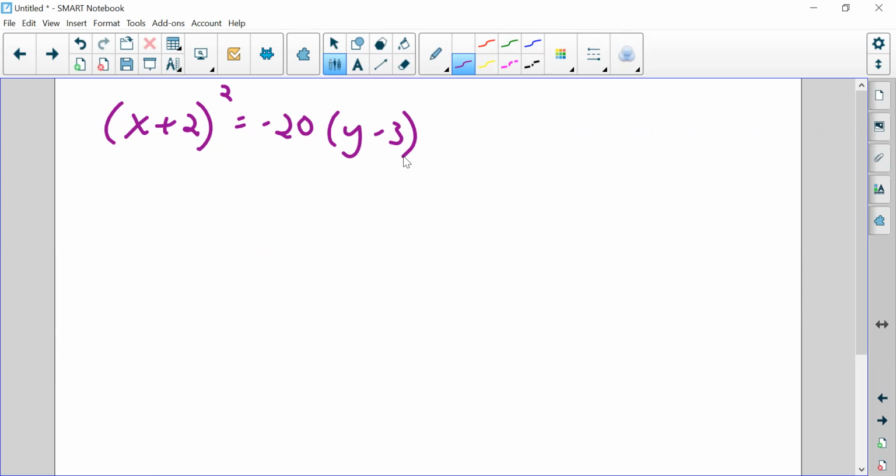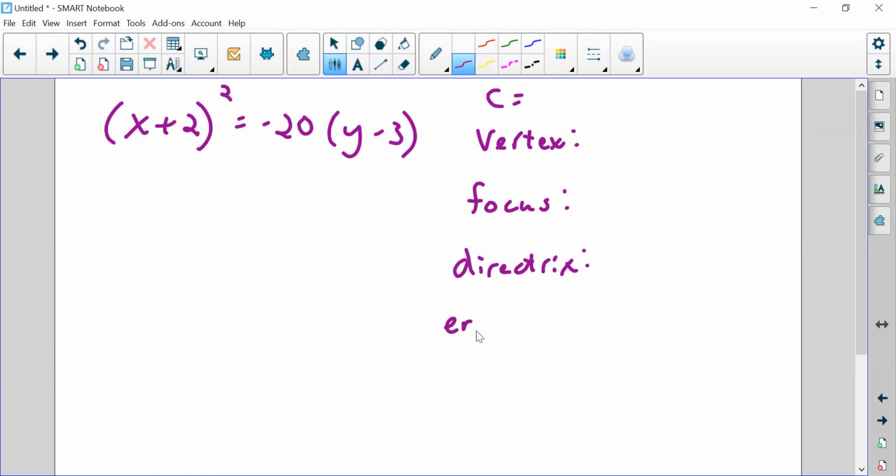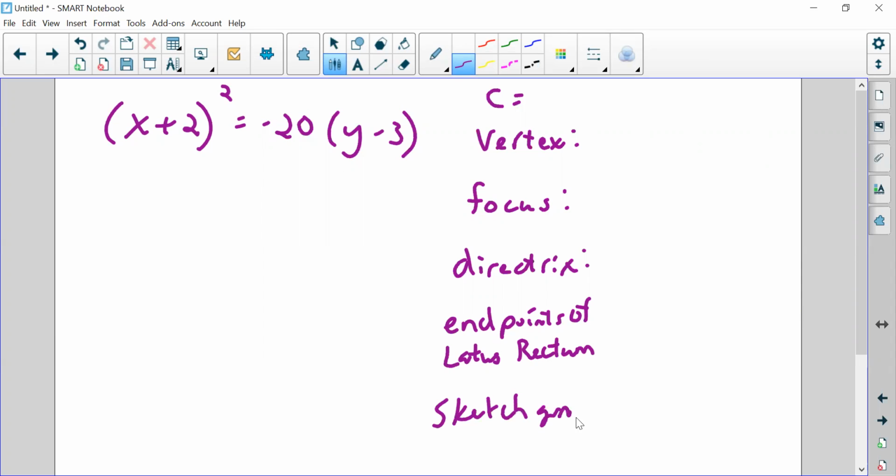I'm still going to be asked to find all the same parts. So I need to figure out what my c is. I'm going to have to find my vertex, my focus, my directrix, and the endpoints of the latus rectum. And then I'm going to sketch my graph. We'll be looking at all these pieces again.